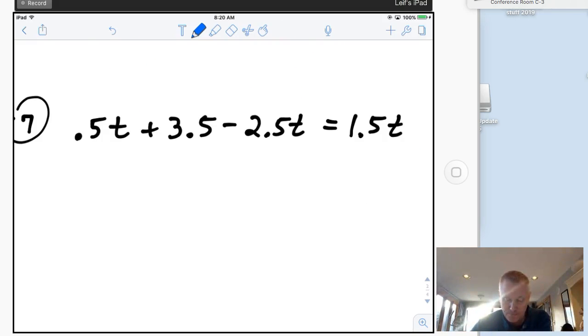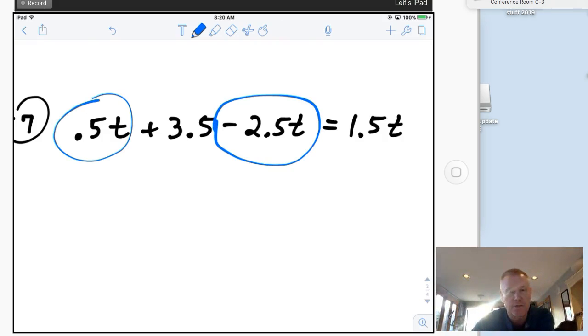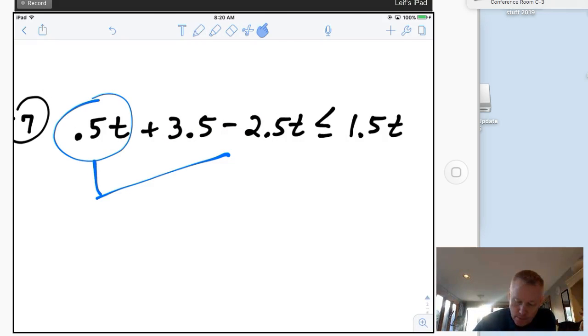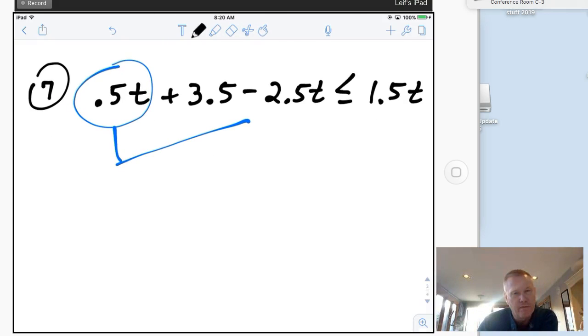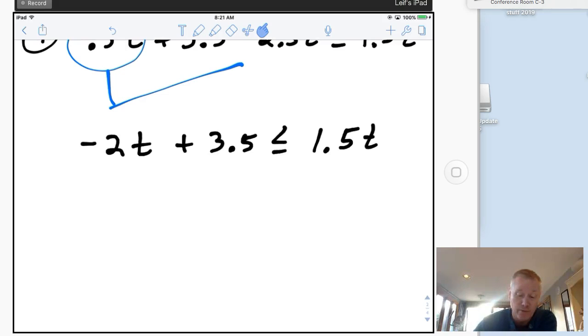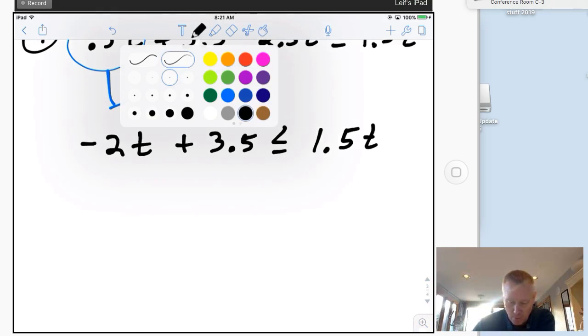Okay, so next, I can combine like terms. Once again, remember that subtraction sign sticks to that 2.5t, not to the 3.5. So when I combine these two, once again, I made a mistake on the sign here. It should be that. Okay. 0.5 minus 2.5 is negative 2t plus 3.5. It's less than or equal to 1.5t. All right, this ain't so bad. It's just decimals, and then 0.5s, which really is an easy decimal to work with.